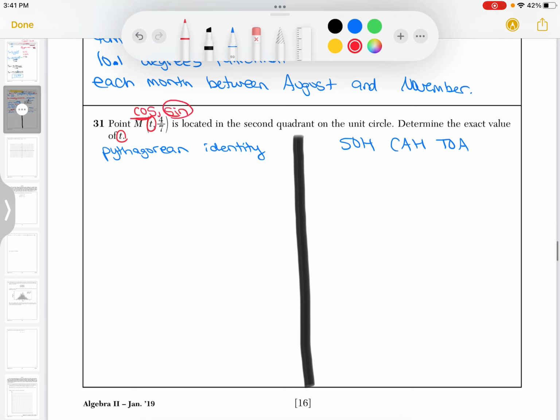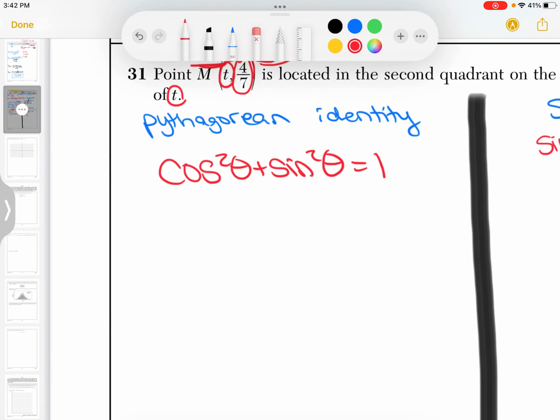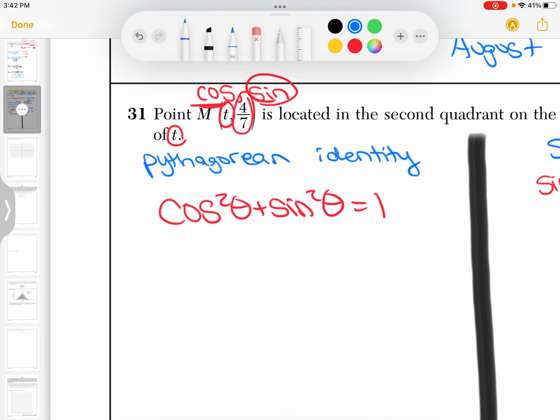If I know sine and I'm trying to find cosine, I can use the Pythagorean identity, which is cosine squared of theta plus sine squared of theta equals 1. So to repeat, if I know sine, I can easily find cosine by using the Pythagorean identity. The reason you could use SOHCAHTOA is because, once again, SOHCAHTOA is trig, but sine is given as a fraction, which means that sine being 4 over 7 is your opposite over your hypotenuse, and then you can use that to help you find the cosine. So I'm going to focus on the Pythagorean identity first, and then we'll get over there.